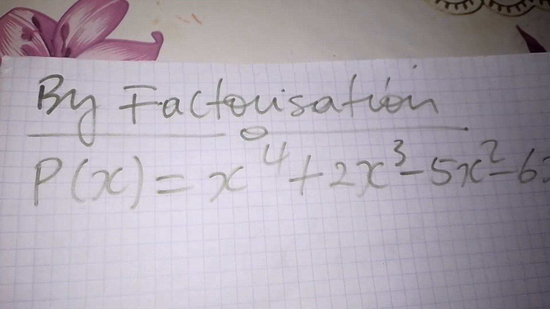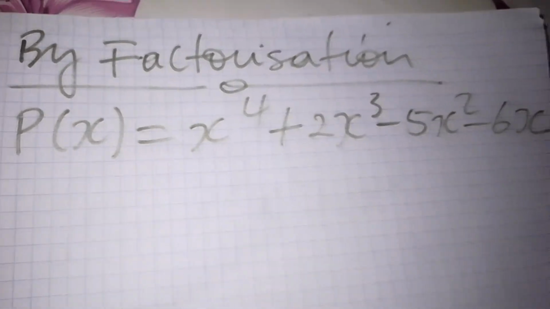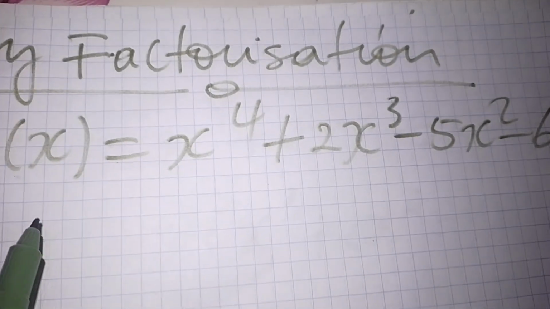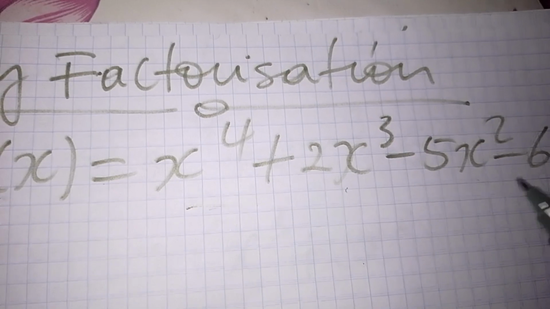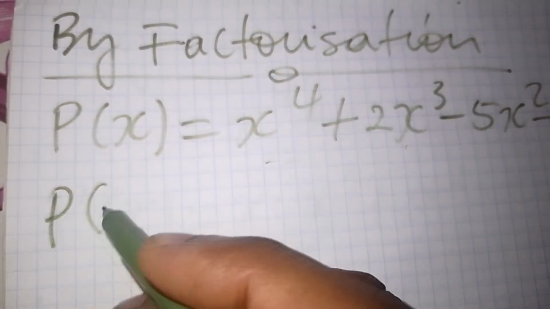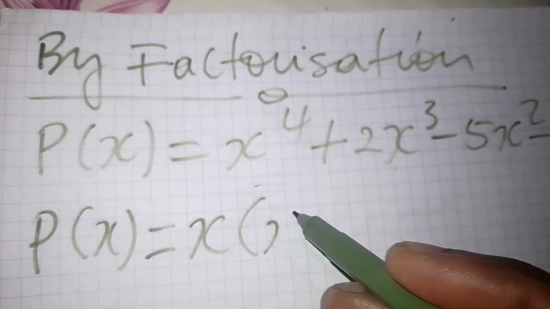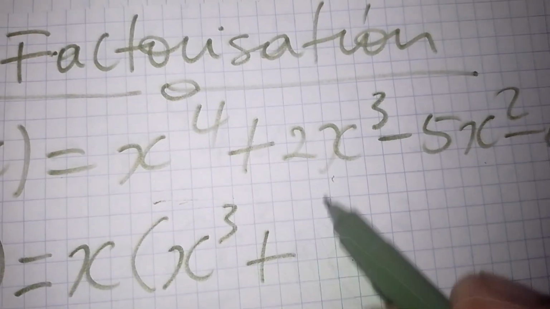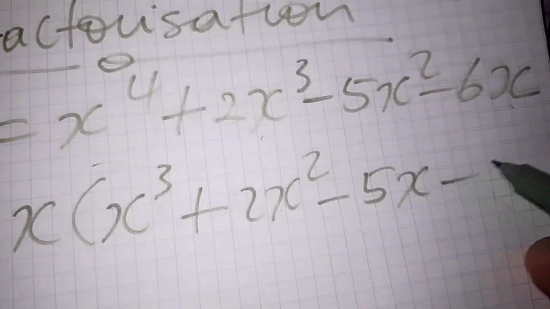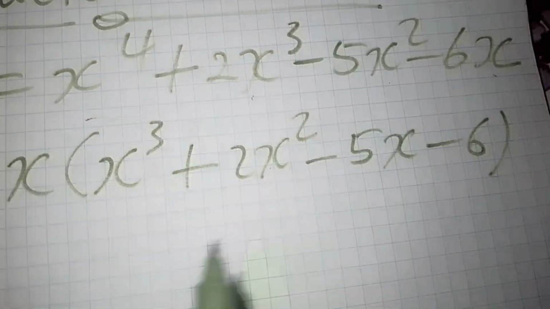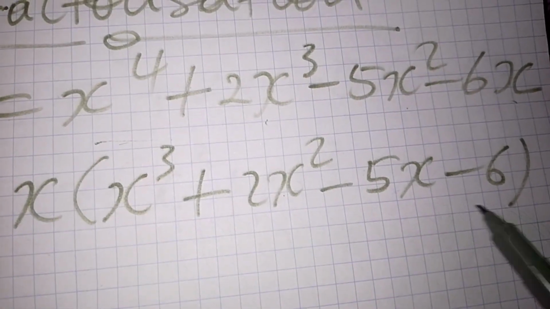Now we are going to solve this polynomial using the method of factorization. First of all, you see this p of x, we have a common factor x. We have to put x in common. Here we have x cubed plus 2x squared minus 5x minus 6. So now we have p of x which is equal to this one. Now we are going to factorize this one.